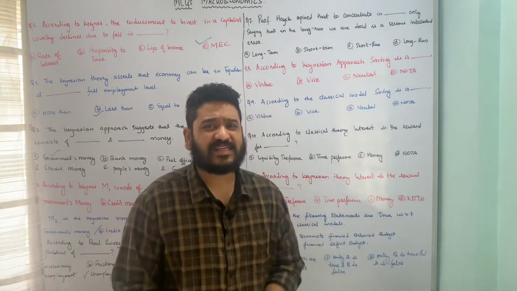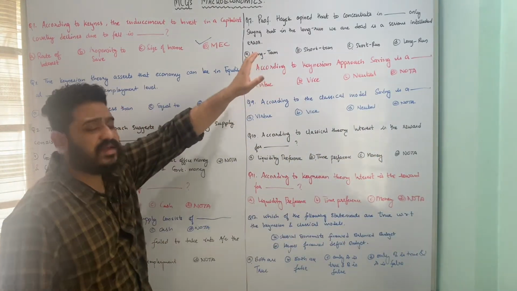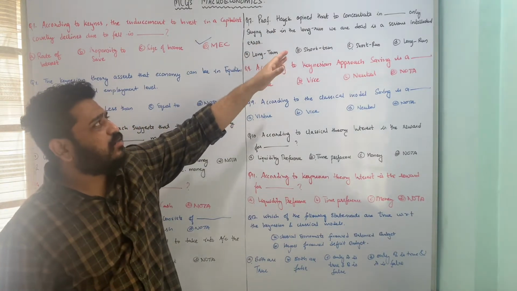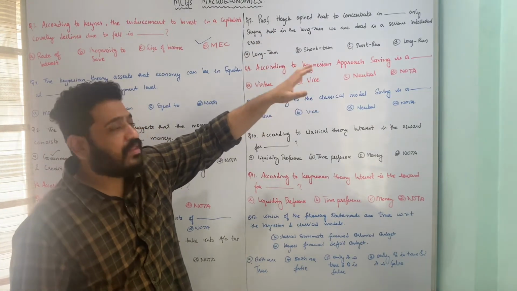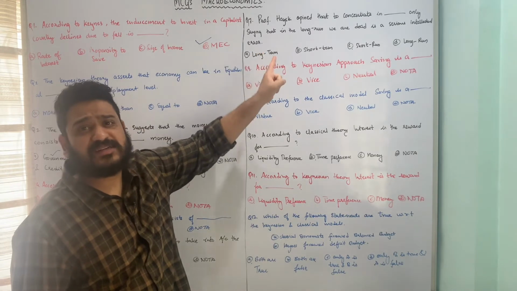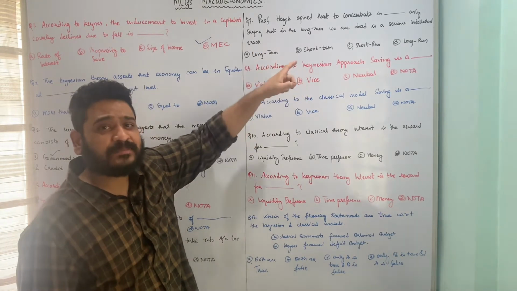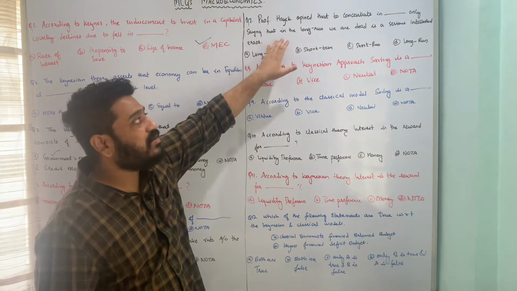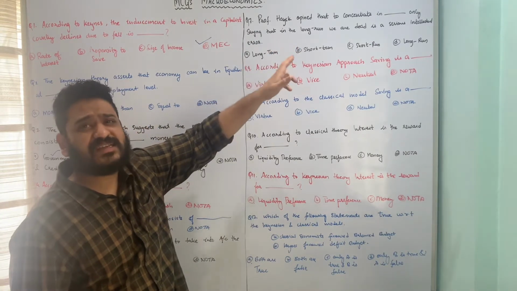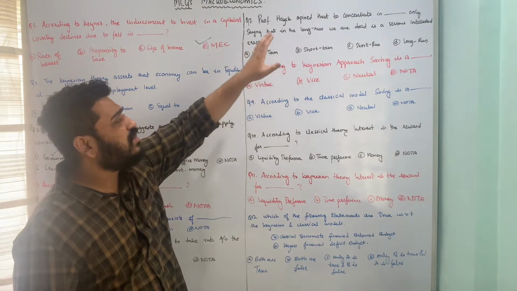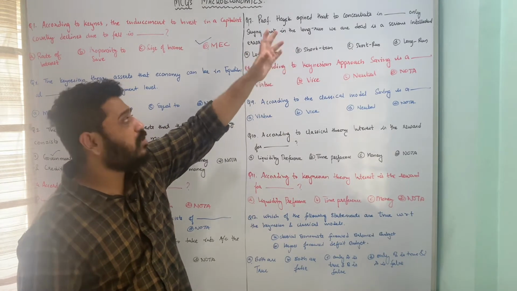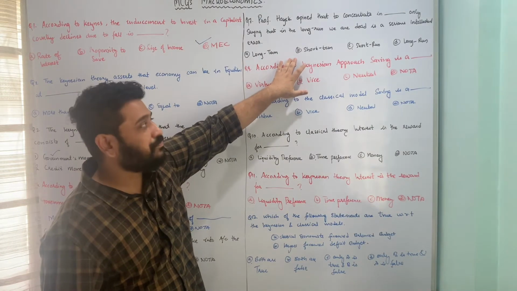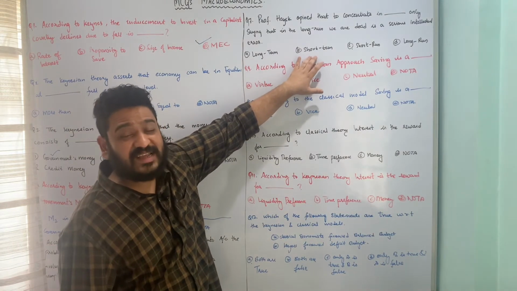Let us now move to the next criticism of the Keynesian theory according to Professor Hayek. Professor Hayek opined that to concentrate in dash only, saying that in the long run we are all dead, is a serious intellectual error. Concentrating in what? Concentrating in A, long term, B, short term, C, short run, and D, long run.